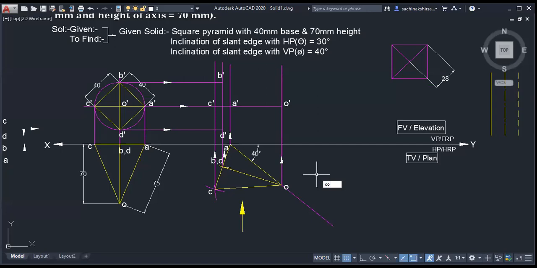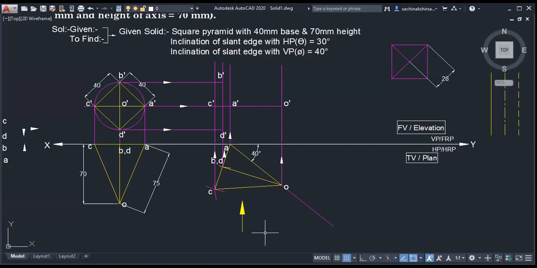Suppose observer. Now the observation direction I have just shown by this yellow colored arrow. So out of these 5 points, which point is most away from the observer? Point A. Okay.